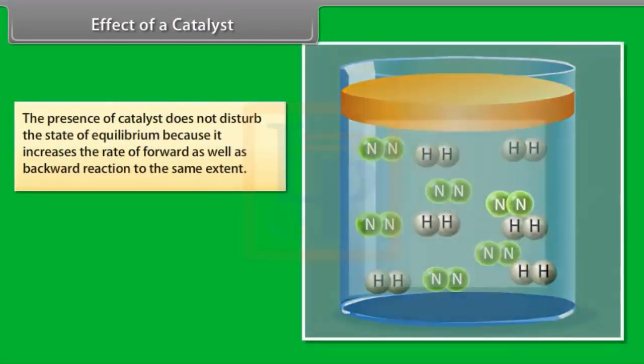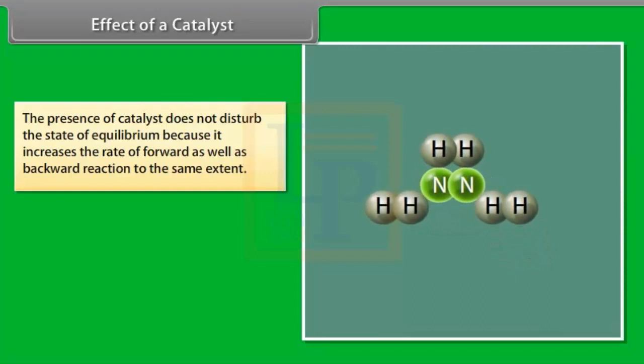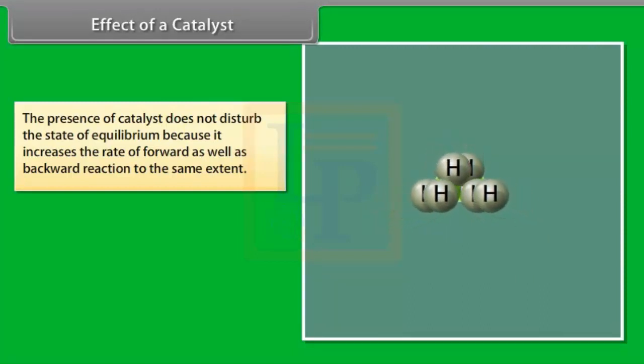Effect of a catalyst. The presence of a catalyst does not disturb the state of equilibrium because it increases the rate of forward as well as backward reaction to the same extent.